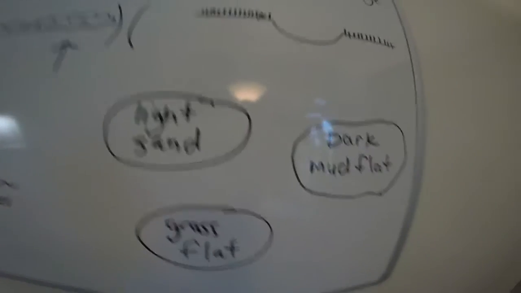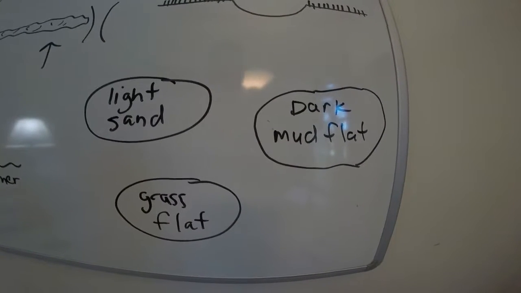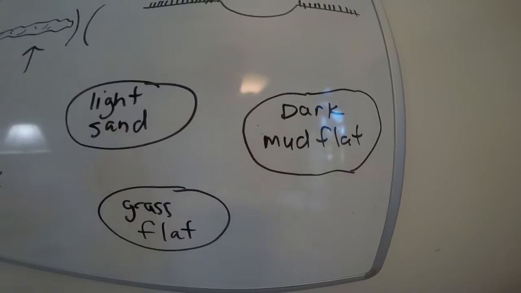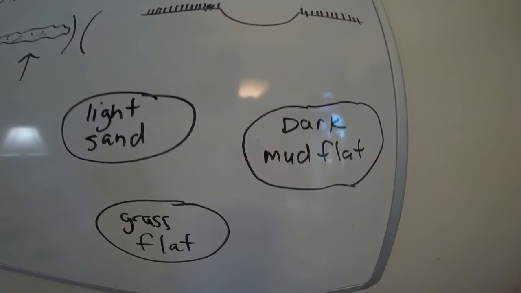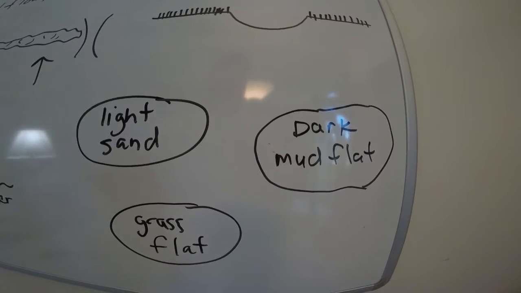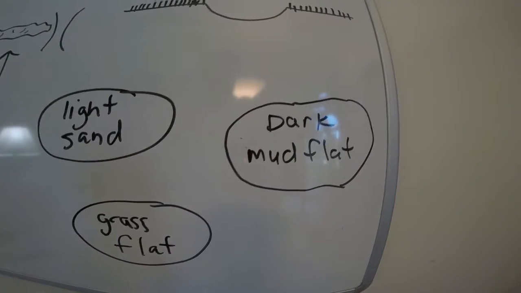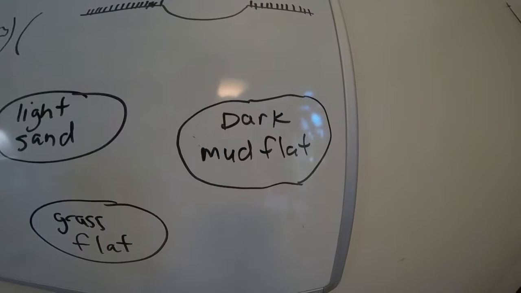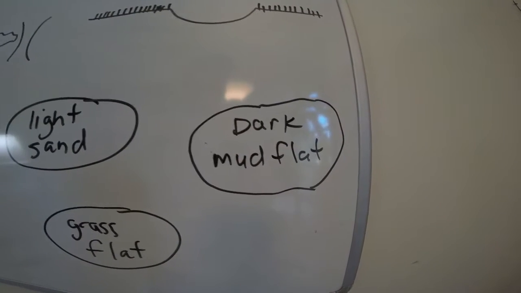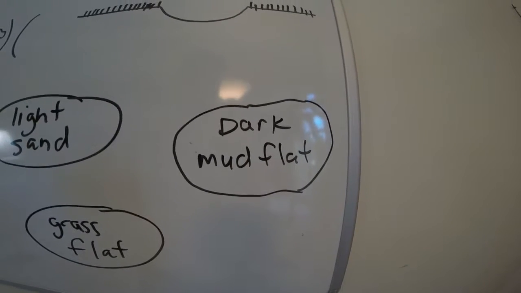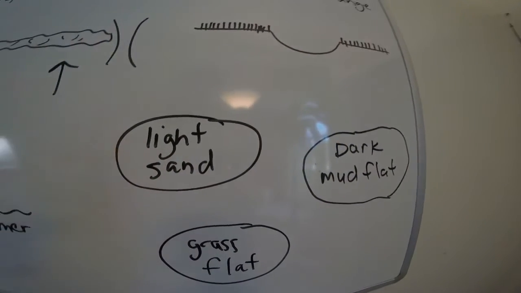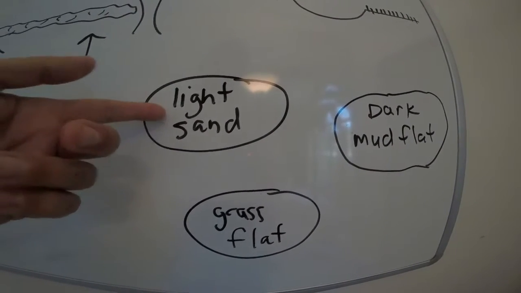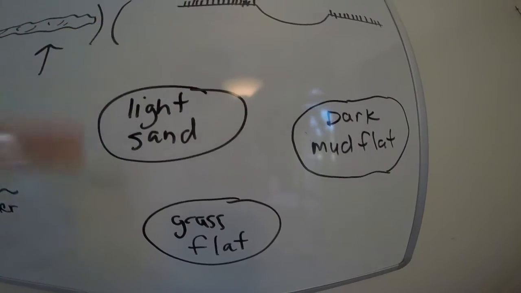Okay. And here's another thing too. This is another temperature regulator for fish. Well, the dark mudflat is going to be hotter because the dark is going to absorb more of the sun's energy. So the dark mudflat is going to hold fish if it's cold out earlier. And then once everything warms up, they might move off to a lighter sand or a grass flat, because the light sand is going to reflect a lot of the sun's energy, so it's not going to hold heat very well, but the dark one will.